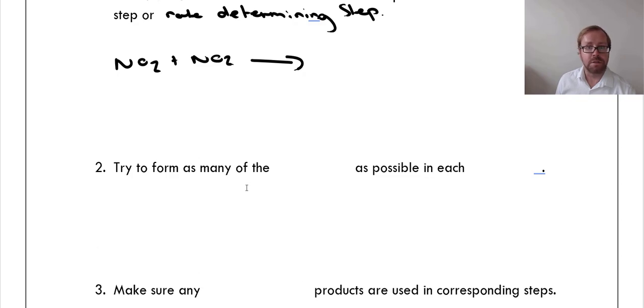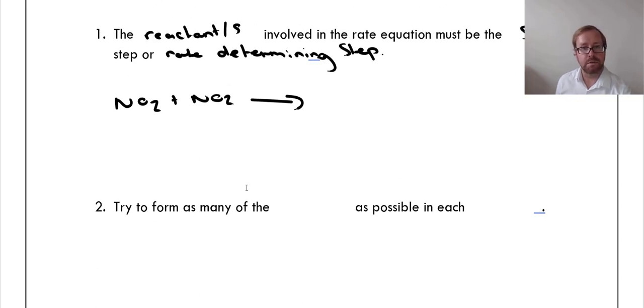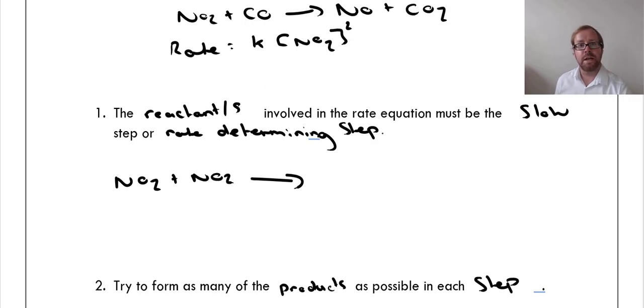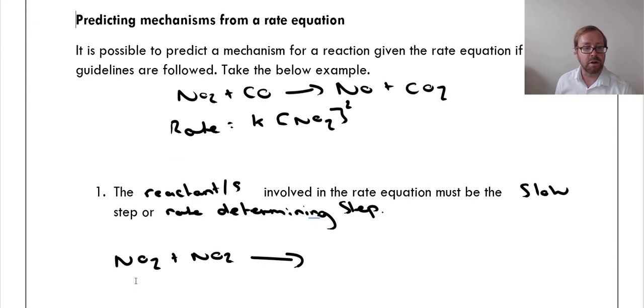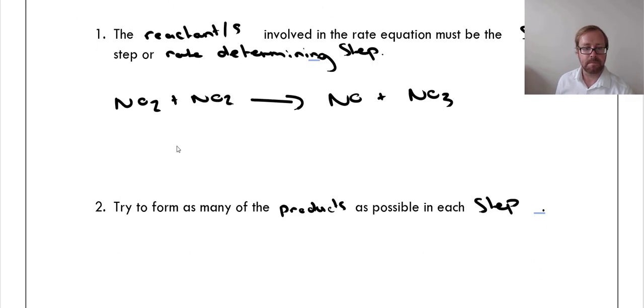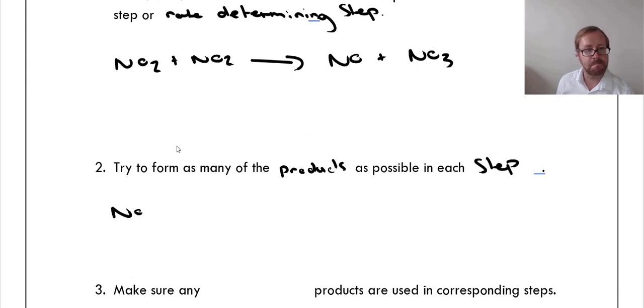And the next point I'm going to do is that I'm trying to form as many of the products as possible in each step. Okay, so my products are NO and CO2. Well, I can't form any carbon dioxide because I've only got NO2 and NO2 here. So I can form one of my products, which is NO, which means I'm left over with NO3. We'll just write that again down here.